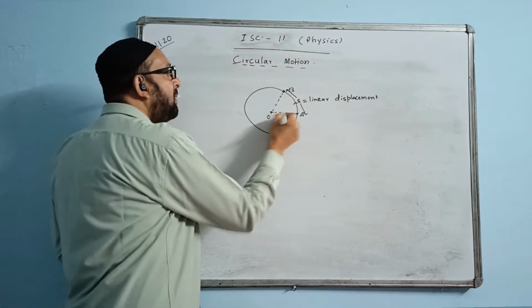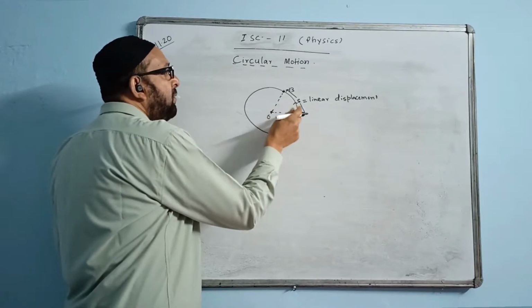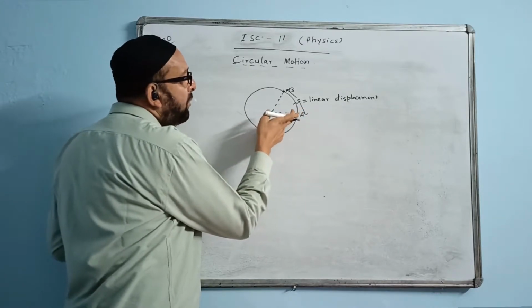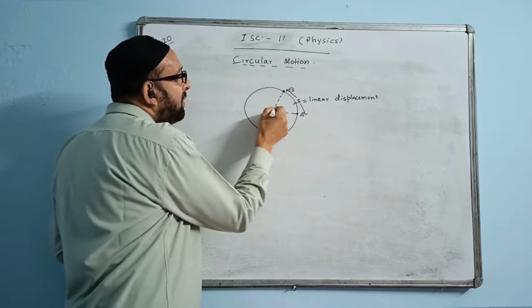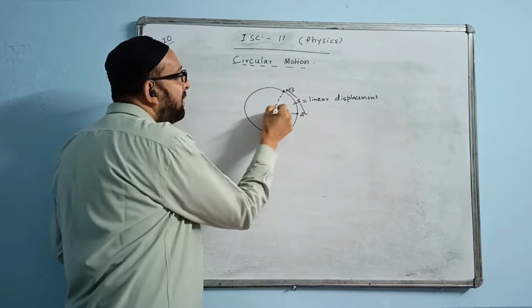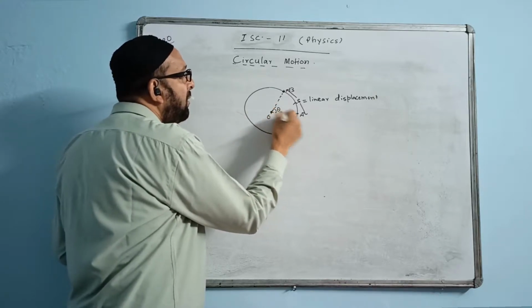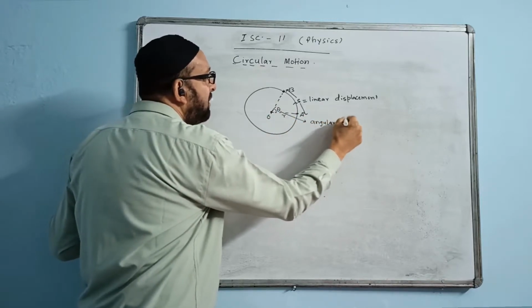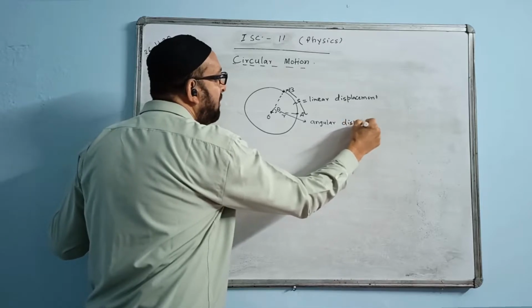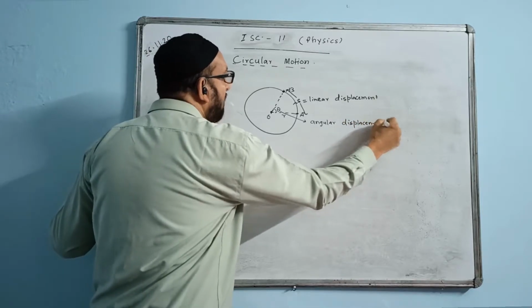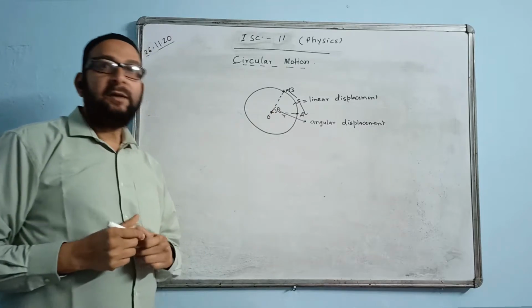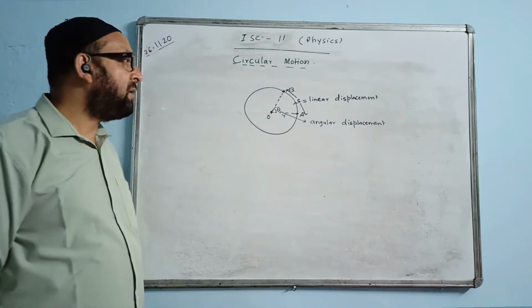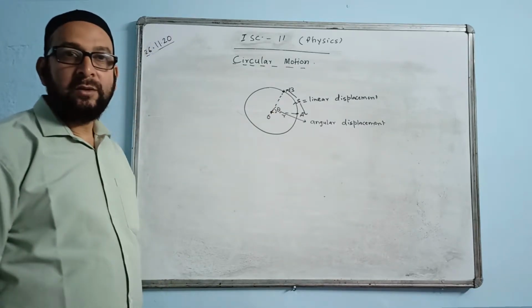This is the radius R. You will find that between the points A and B, the angle at the center is also changing. The angle at the center is denoted by theta, and this theta is called angular displacement. The angle formed at the center is called angular displacement between the two points during its motion.